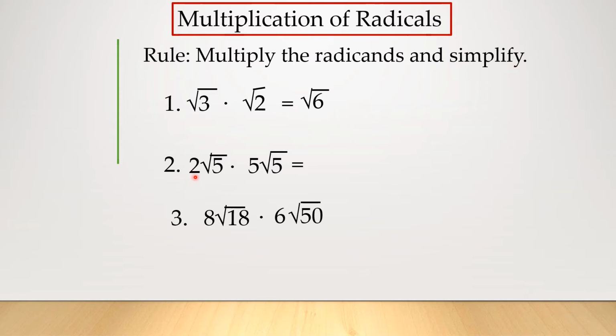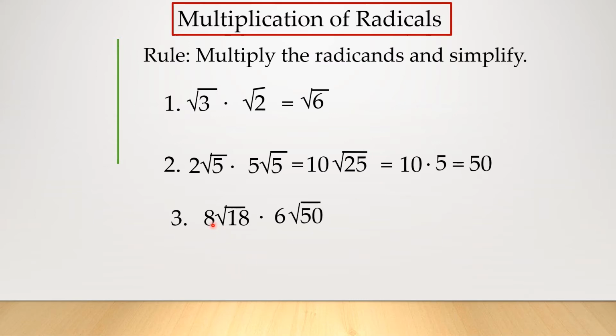Okay, number 2, I have here 2 square root of 5 times 5 square root of 5. So first multiply this number 2 and 5. 2 times 5, that is equal to 10. And then square root of 5 times square root of 5 is equal to square root of 25. And then you can simplify square root of 25. So just copy 10. What is square root of 25? 5. So times 5. You are going to multiply whatever the number that you simplified here or extracted from the square root. You need to multiply that to the number outside. So 10 times 5, that is equal to 50.